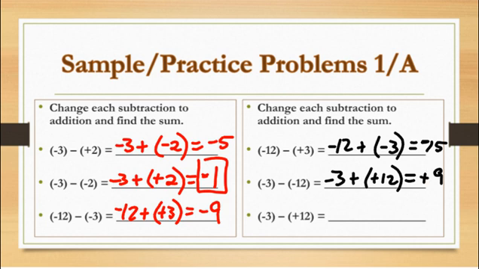And the last one, negative 3 plus the opposite of positive 12, which is a negative 12. Signs are the same, so I add. 3 plus 12 is 15. Both the addends are negative, so my sum is negative.